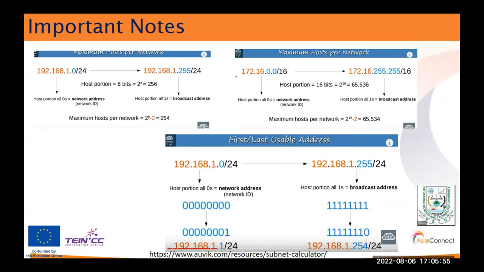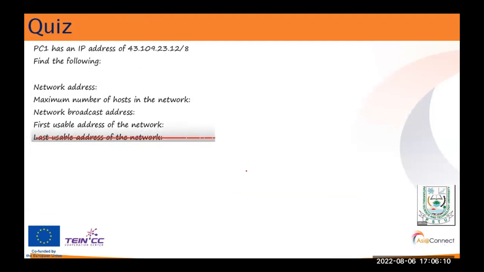So for the network 172, it is also 2^16-2 usable addresses, and in all cases these are the usable host addresses, with the broadcast address and network address excluded. This is just a short note. So this is a small quiz. You can check it.